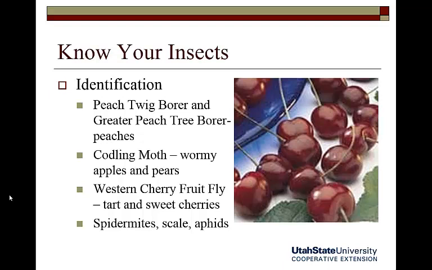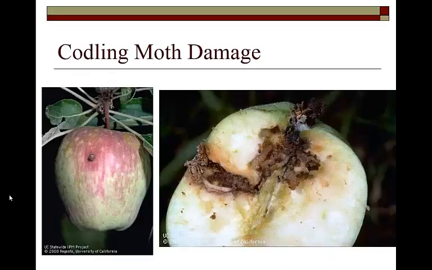If you have peaches, nectarines, or apricots, you're probably going to be wanting to find out about twig borer and peach tree borer. Codling moth is what causes wormy apples and pears. Western cherry fruit fly is what causes worms in cherries, both sweet and tart. And then there's some other things like spider mites, scales, and aphids. And I'll show you some publications on those.